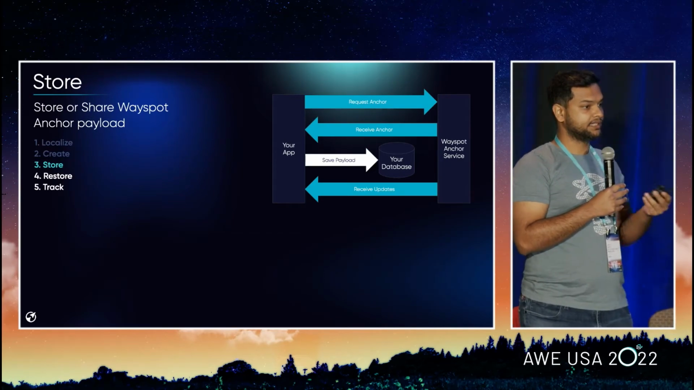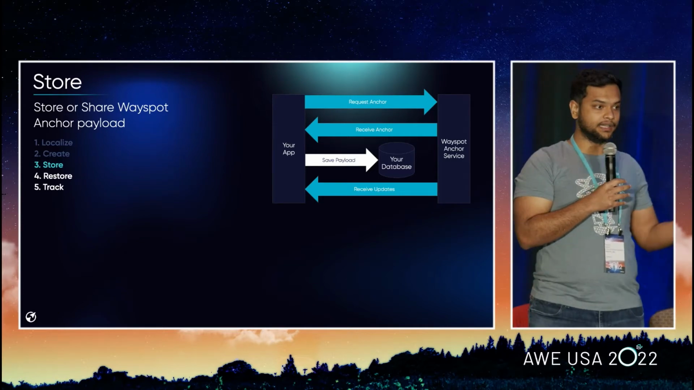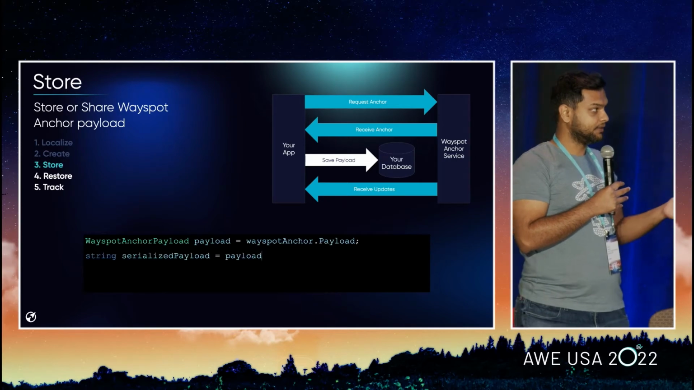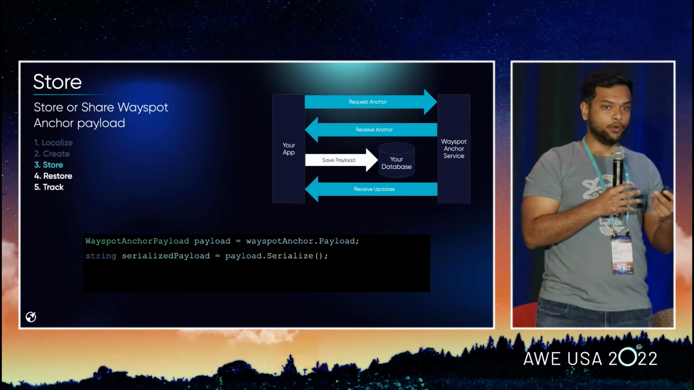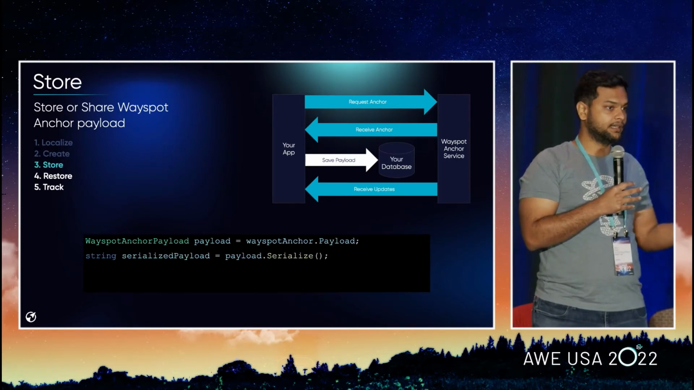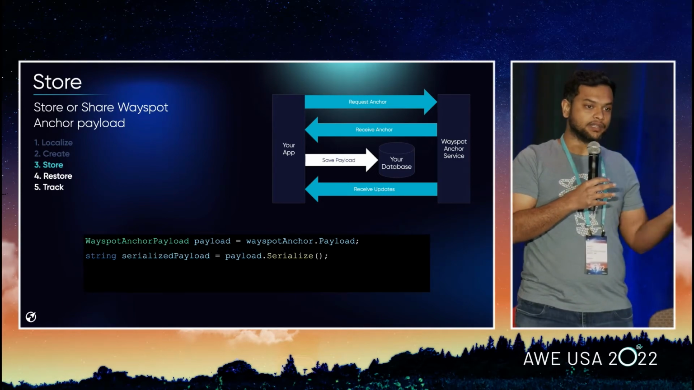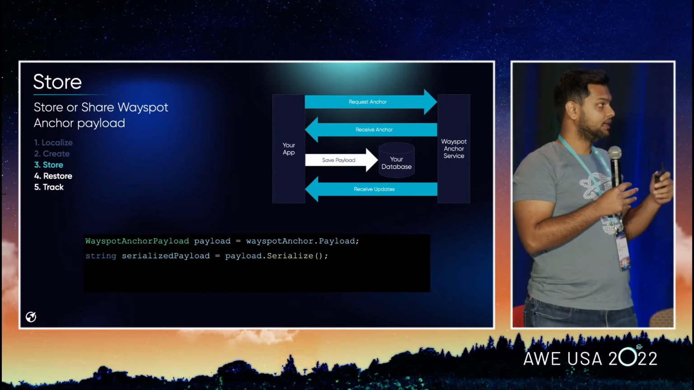Now let's look at what to do with this Wayspot anchor. If you want to persist this Wayspot anchor across AR sessions and devices, you need to save it somewhere. You could either save it on device, if you only want that user to come back and find that content, or you could upload this payload to your server and then distribute it to other users who want to find this piece of content.